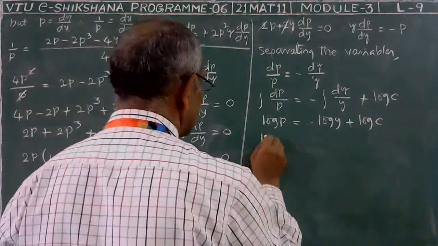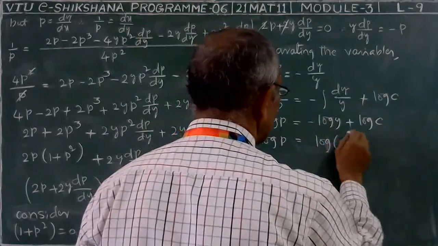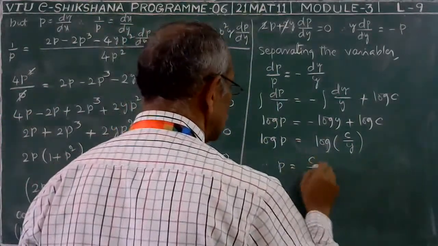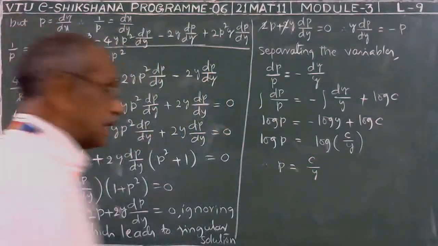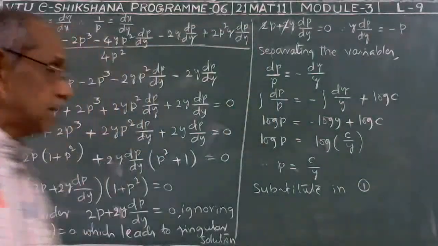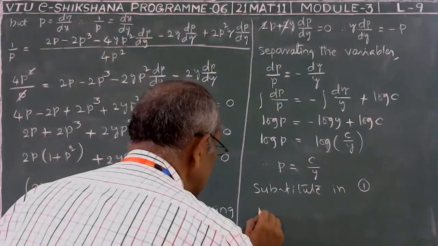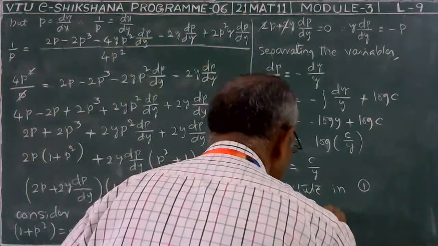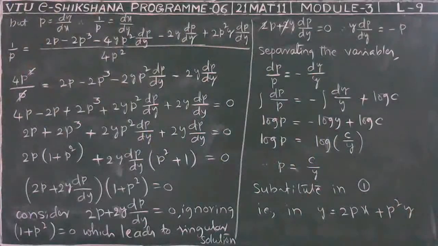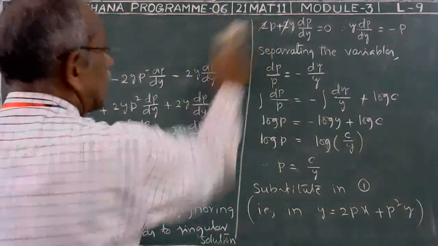So further, you can write this as log p is equal to log c by y. Therefore p is equal to c divided by y. Now substitute this in equation 1. So our equation 1 is y is equal to 2px plus p square y. Now let me substitute in this equation 1 for p, which is equal to c by y.